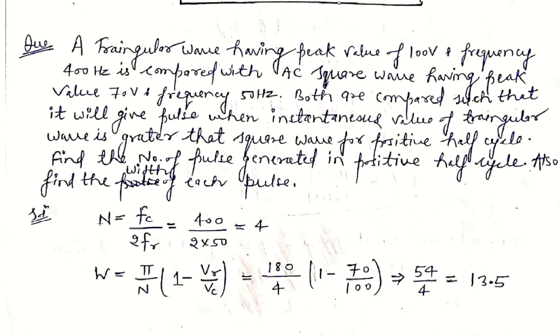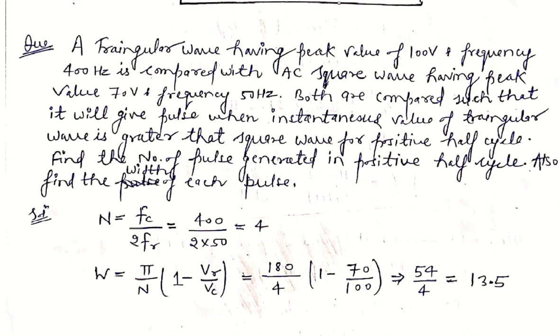So we will apply the formula n equals Fc upon 2Fr, putting in the values of Fc and Fr. If we calculate, the number of pulses obtained will be 4, and W, the width of the pulse, is given by pi by n times (1 minus VR upon VC). If we put pi equals 180, n equals 4 from above, and 1 minus VR upon VC, with VR given as 70 volt and VC as 100, we calculate 13.5, which is the width of the pulse.